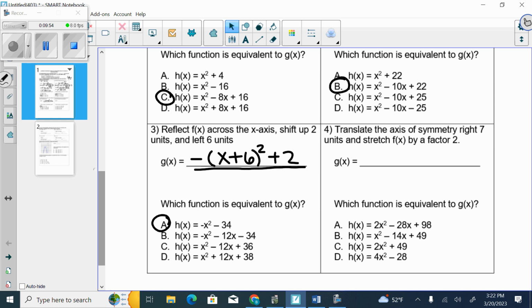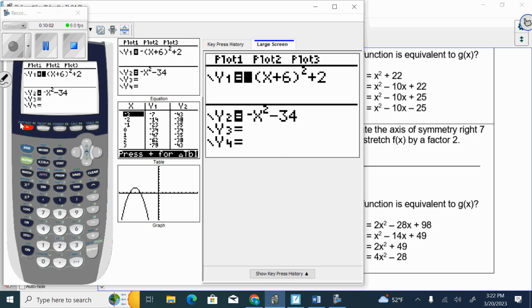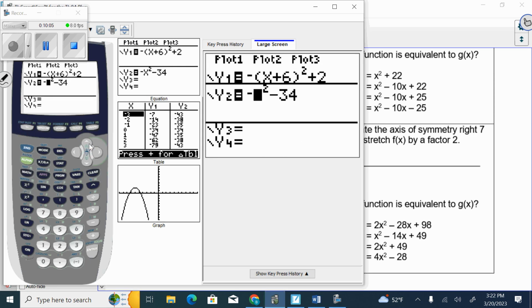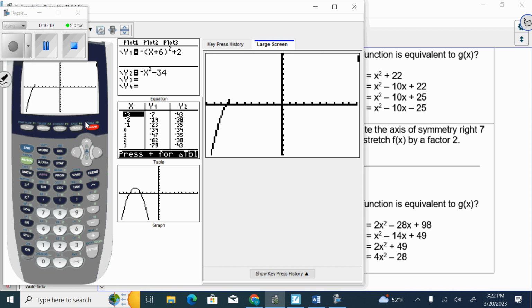Let me pick one of the other ones just to show you how you would know that it's not. So let's say I put in B. So for B, I'd have negative x squared, and then what is it? Minus 12x, and then minus 34. And then I hit graph. There's the first one. Uh-oh, it's not fitting on the screen. That could be our problem too. Oh no, it's like first it was just the blue line, and then the red line went right over it.